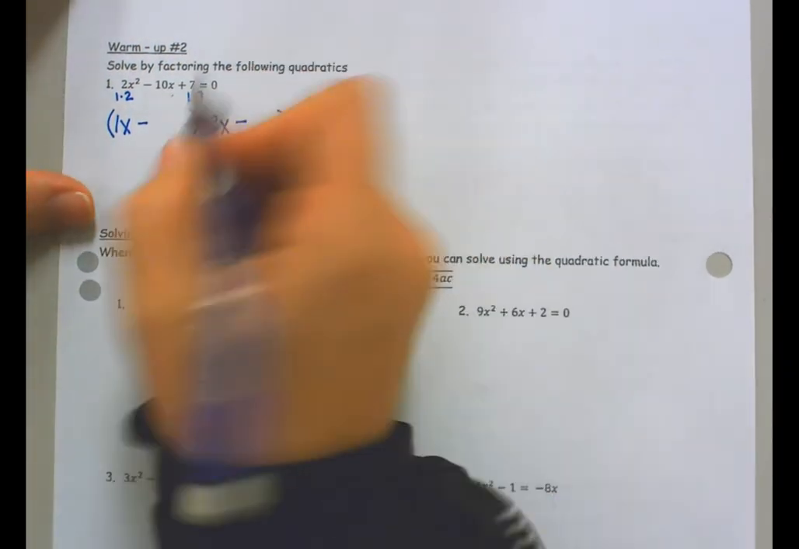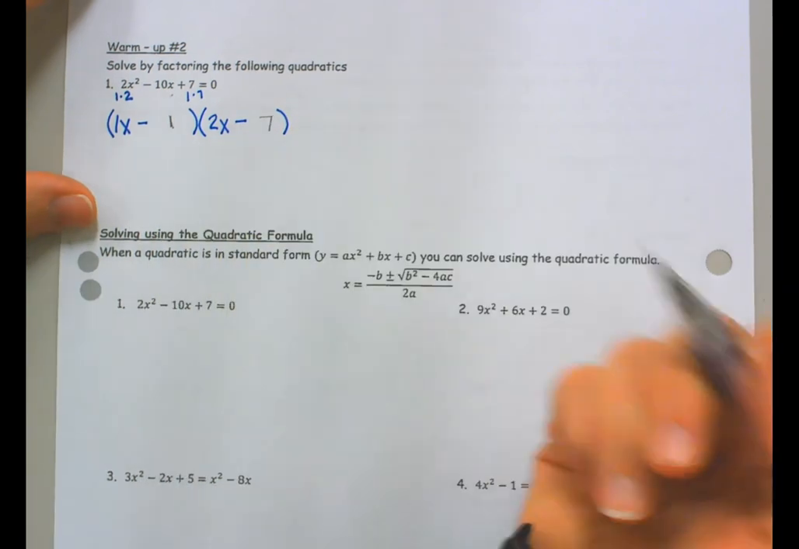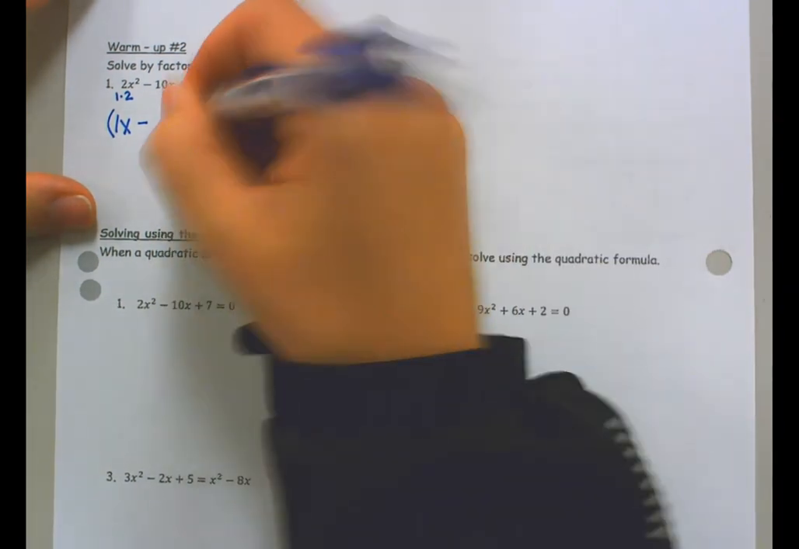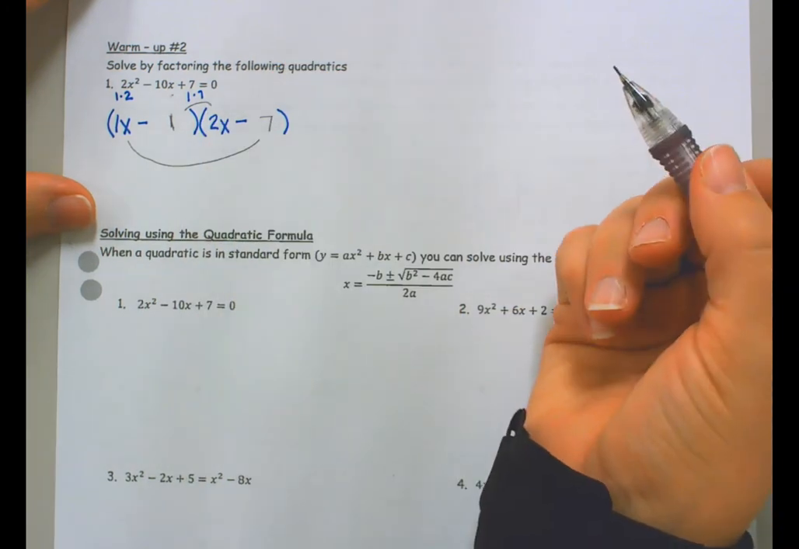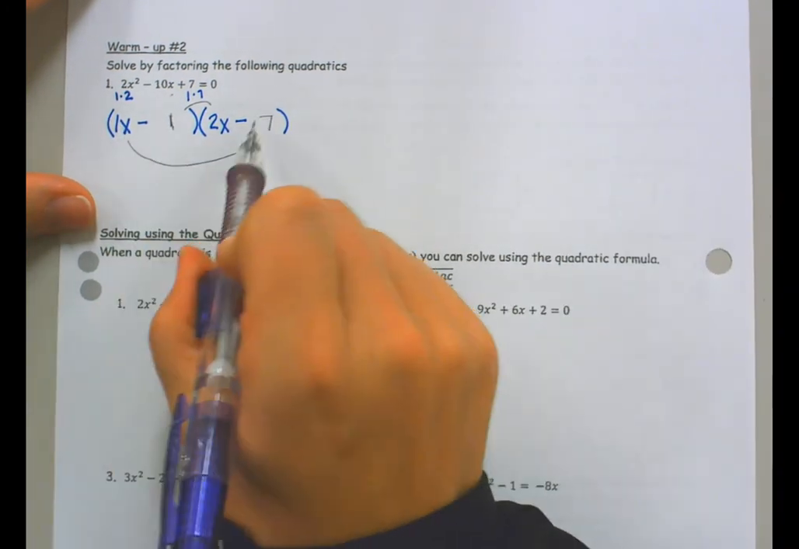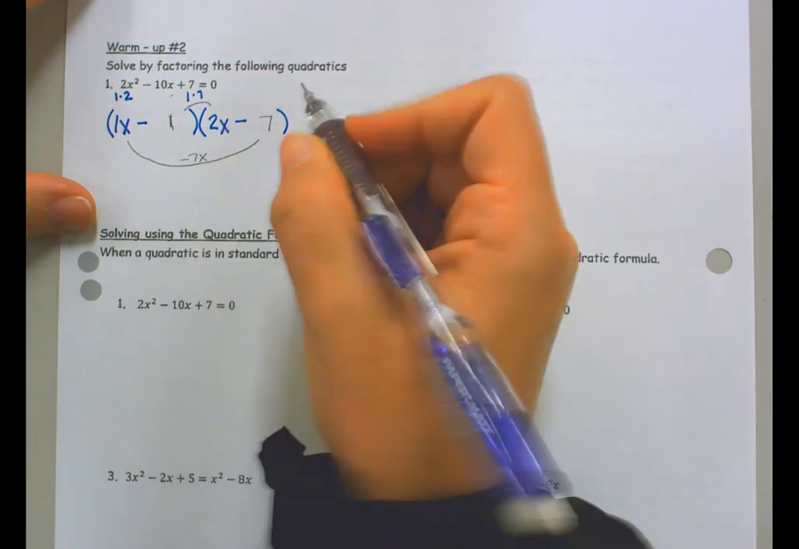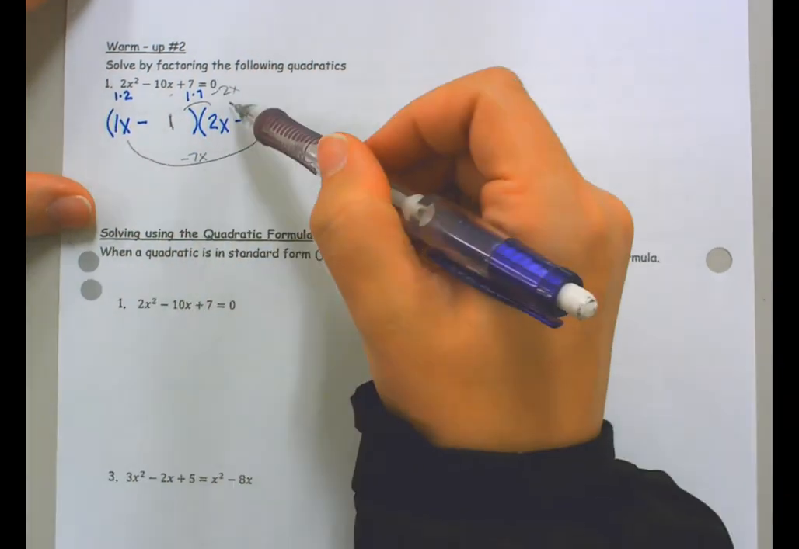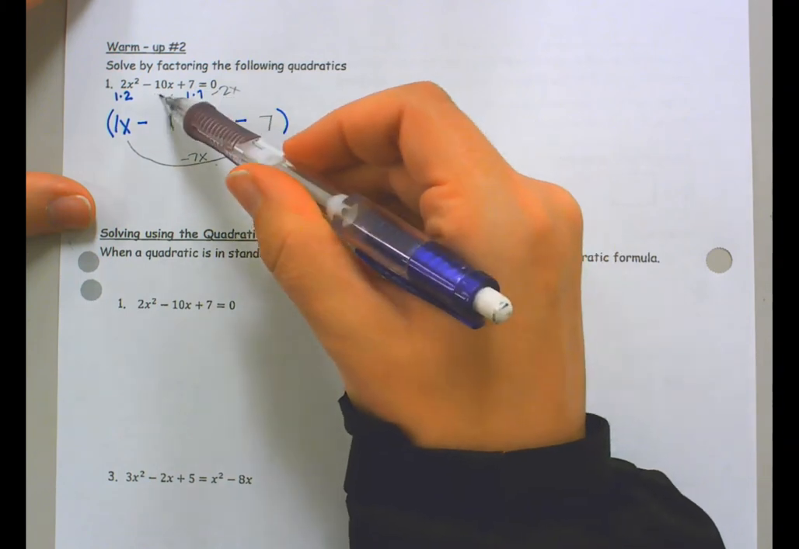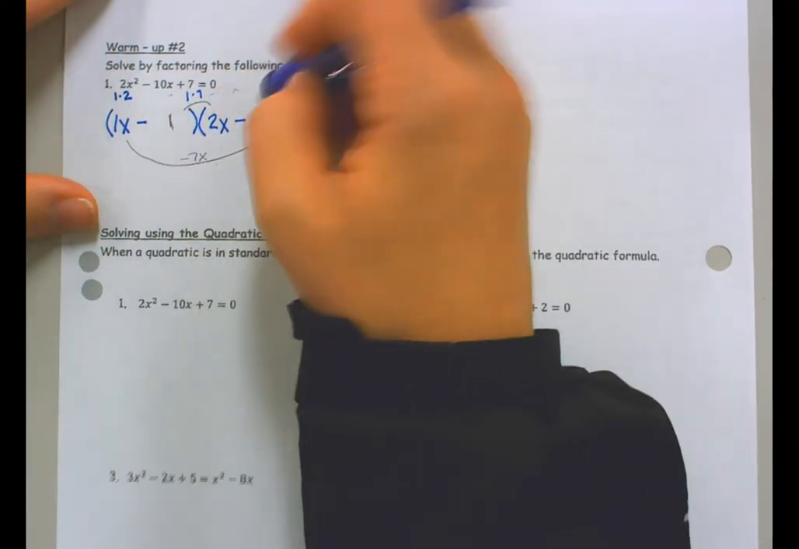So let's say I put the 1 here and the 7 here. If I was to do my outside and my inside term, I get 1x and negative 7 give me negative 7x, and negative 1 and 2x gives me negative 2x. So then if I add those together, I get negative 9. So that can't be the right sequence.